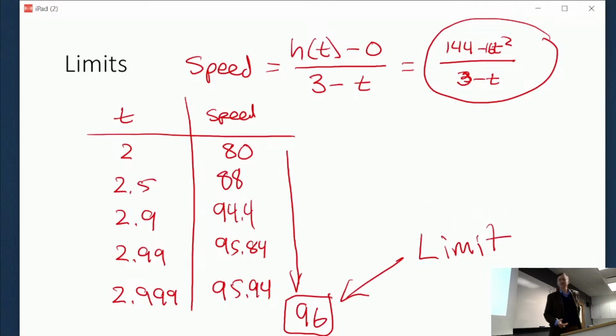By the way, if you're curious, 96 feet per second is about 65 miles an hour. So that watermelon's really moving when it hits the ground. Now, I know some of you are going to be like, oh, wait a minute, what about air resistance? Yeah, it's going to slow down a little bit, so it's probably not going to be exactly 96 feet per second, but watermelons are pretty dense.